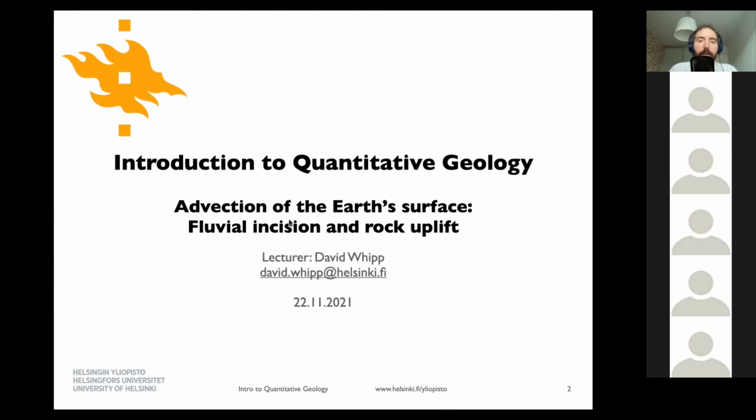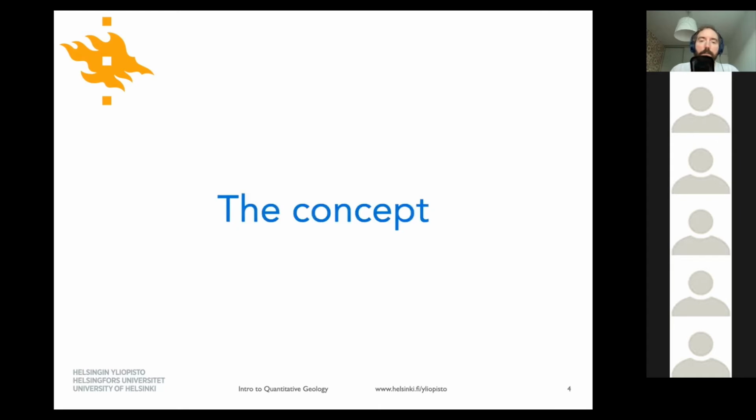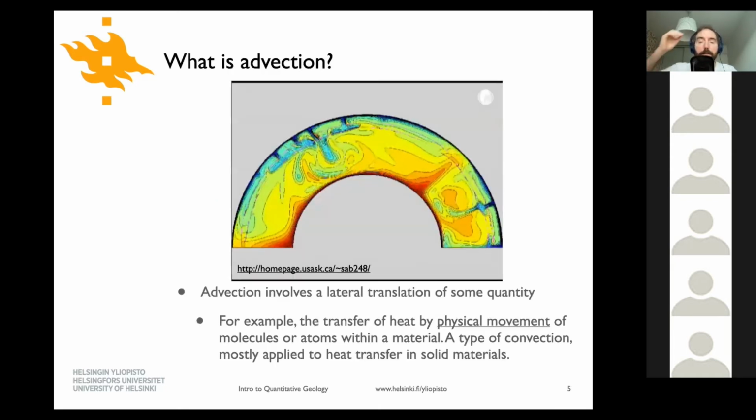This slide title is still the previous year's title, so it's a little bit different from advection of the Earth's surface, but the point is still that we're talking about the advection equation. So two points mainly for the lecture here. One is to introduce what the advection equation is, and the second point doesn't really relate to us so much, although we'll see an example related to river erosion, but we won't go into detail. But the equation works very similarly to several other applications of the advection equation. So let's talk concept here.